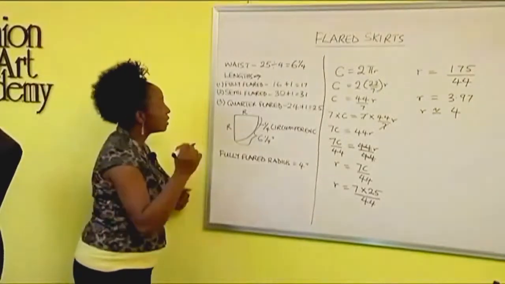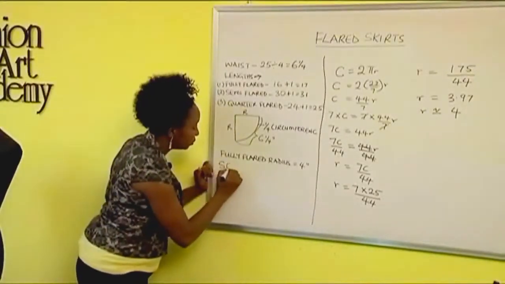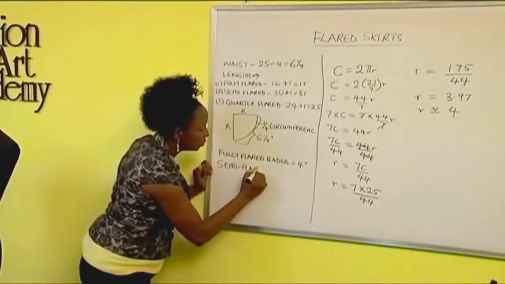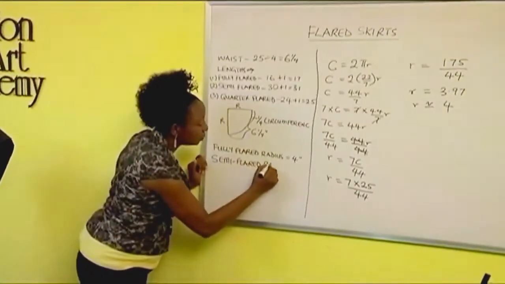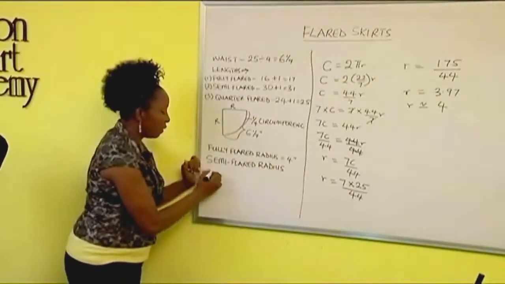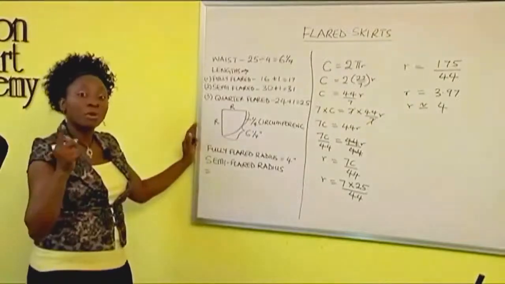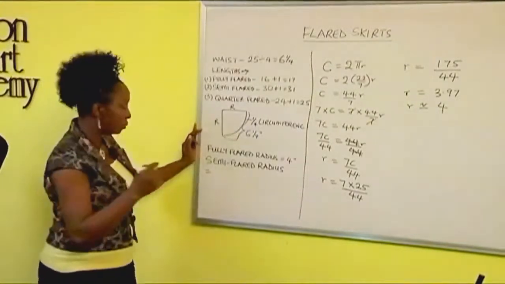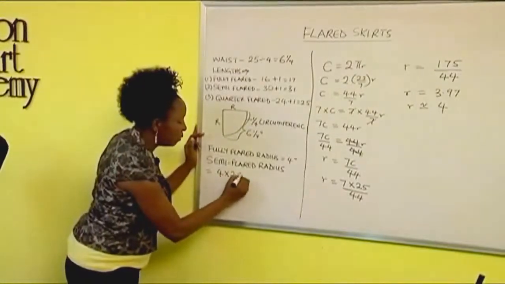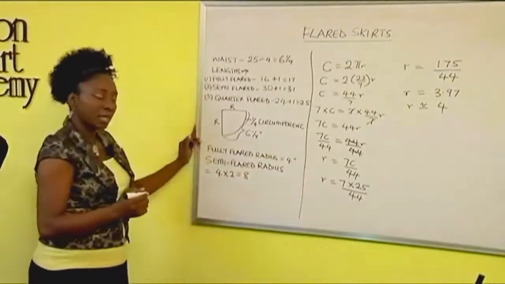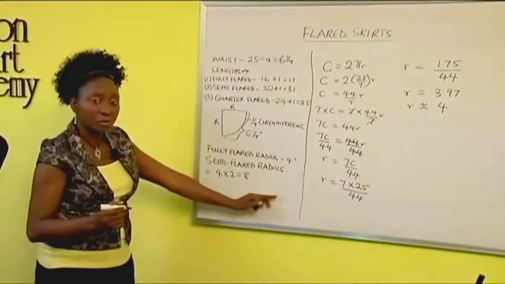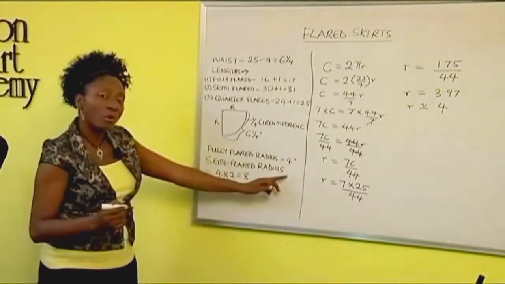So, for our semi-flared radius, what I would do is take this 4 inches I have here, and all I do is multiply it by 2. That's 4 times 2, which will give me 8. That's what I'm going to use. I'm going to use 8 inches for my semi-flared radius. I'm not going to use 4 inches.